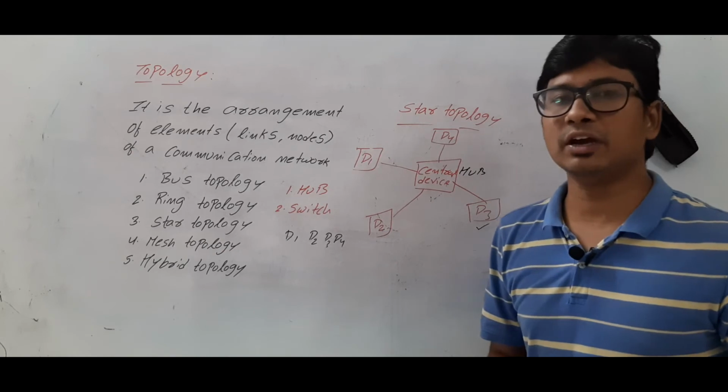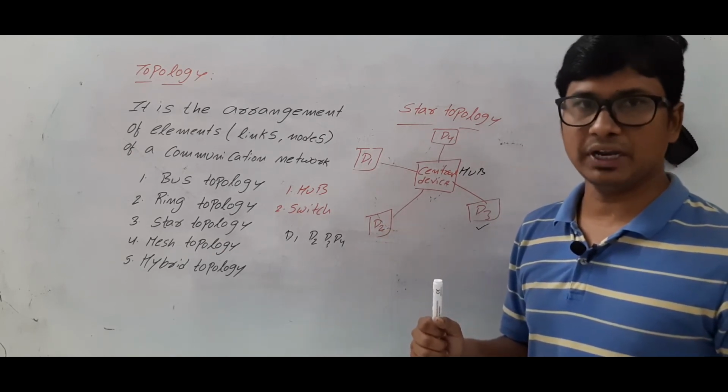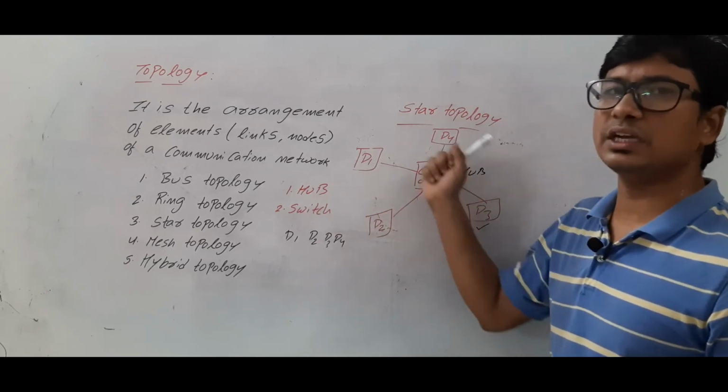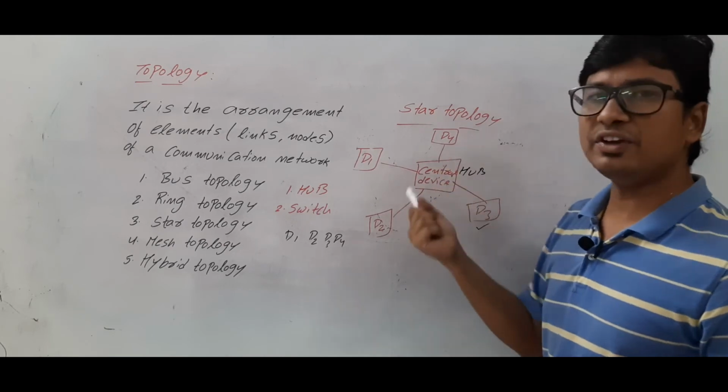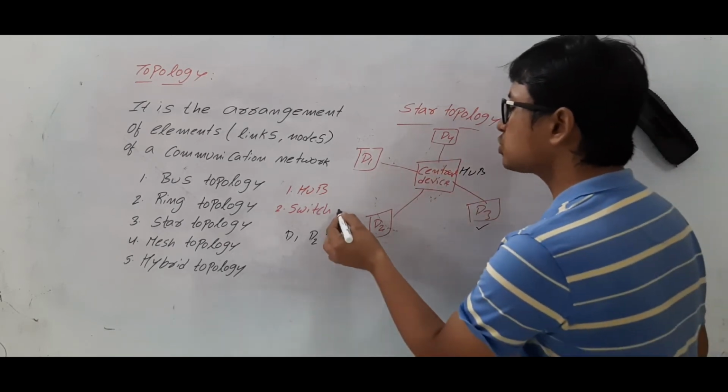But what is the drawback of the broadcasting? It will increase the network traffic. Am I right or wrong? Because you are supposed to send the data to device 3, but you are sending to everyone. Then the traffic in the network will increase. Okay. Then what about the switch?